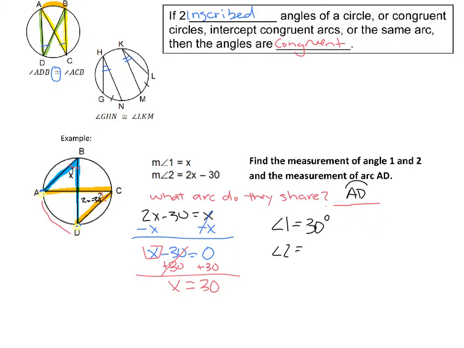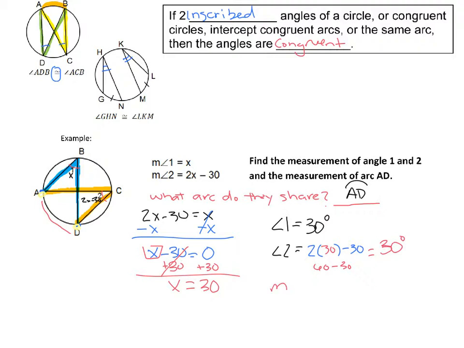The measurement of angle 2 is 2x minus 30. So 2 times x minus 30. We already know that x is 30. So 2 times 30 is 60. 60 minus 30 is, well, what do you know? It's 30, which technically we already knew.